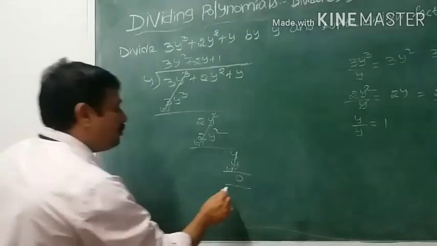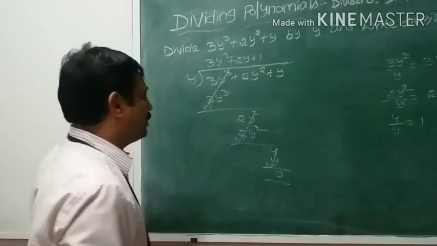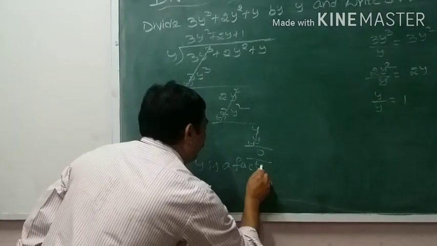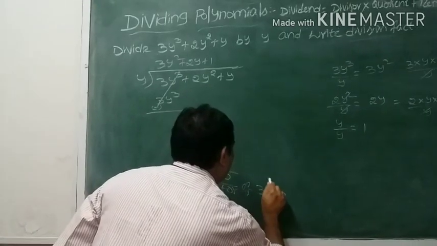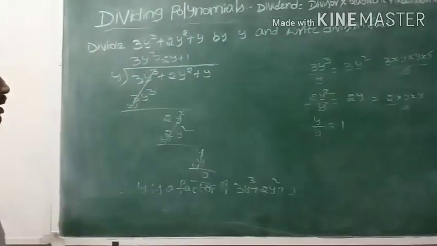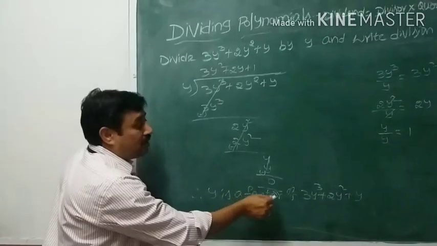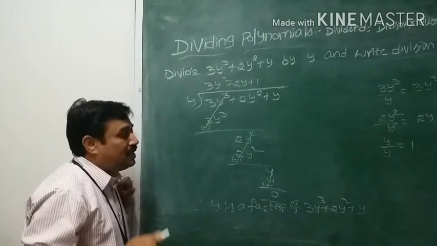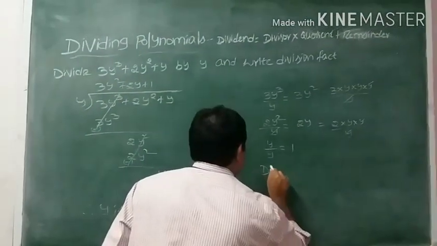That means whenever remainder will get 0, y is a factor of 3y cube plus 2y square plus y. Suppose if remainder comes other than 0, then we can say that it is not a factor of this one. Why? Because whenever we get remainder 0, then we can say that it is a factor of this one. That means now division fact.